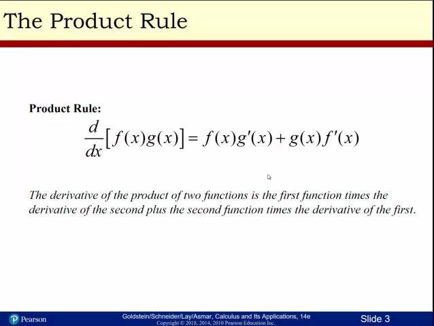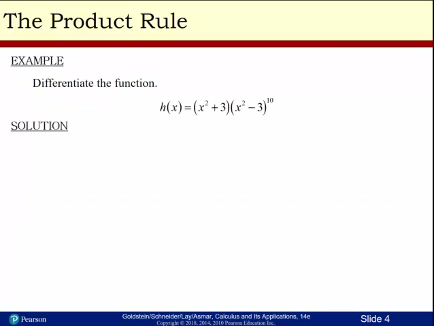We're not going to do it here. We're just going to show you how to do it first. So the derivative of the product of two functions is the first function times the derivative of the second, plus the second function times the derivative of the first. It'll be helpful to have that rule handy so that you can use it.